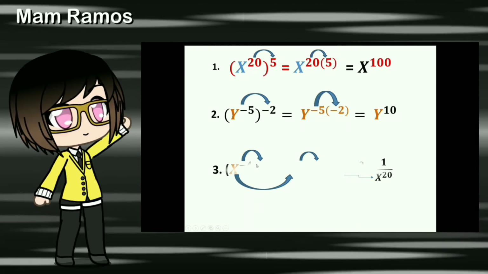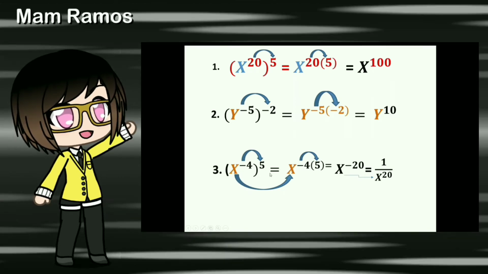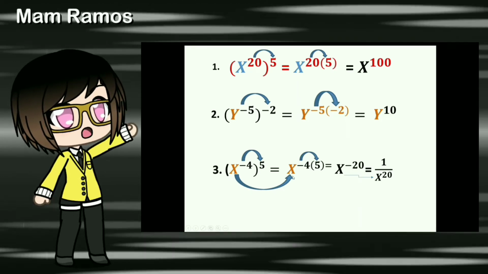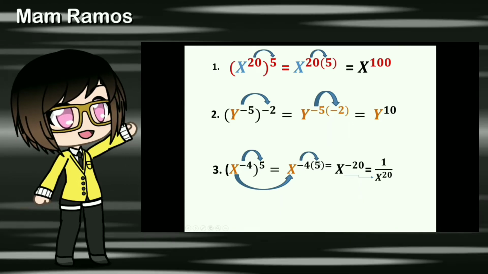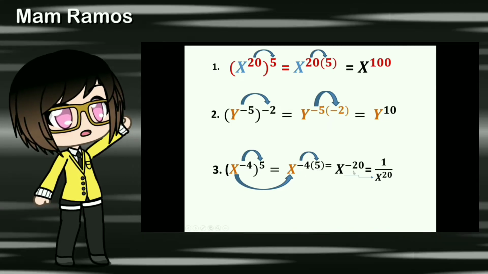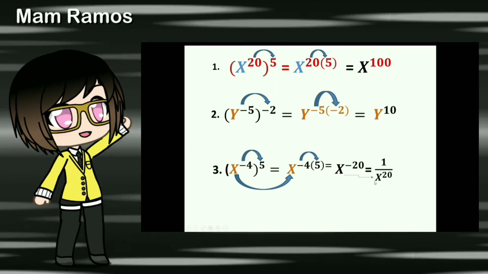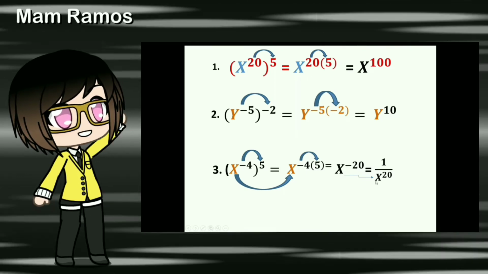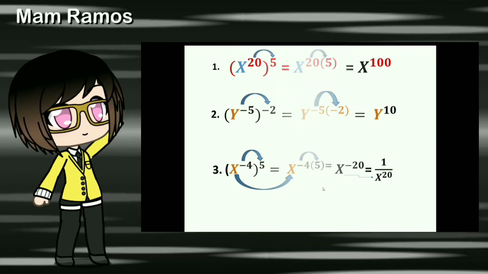Number 3, quantity x to the negative 4 raised to the 5th power. We simply bring down or copy the base, which is x, and then multiply the exponent inside by the exponent outside. The answer therefore is x to the negative 20, and the reciprocal of x to the negative 20 will be equal to 1 over x to the 20. We notice that we will only write the base of x in the denominator, and the negative 20 exponent becomes positive 20. Again, the answer is 1 over x to the 20 power.